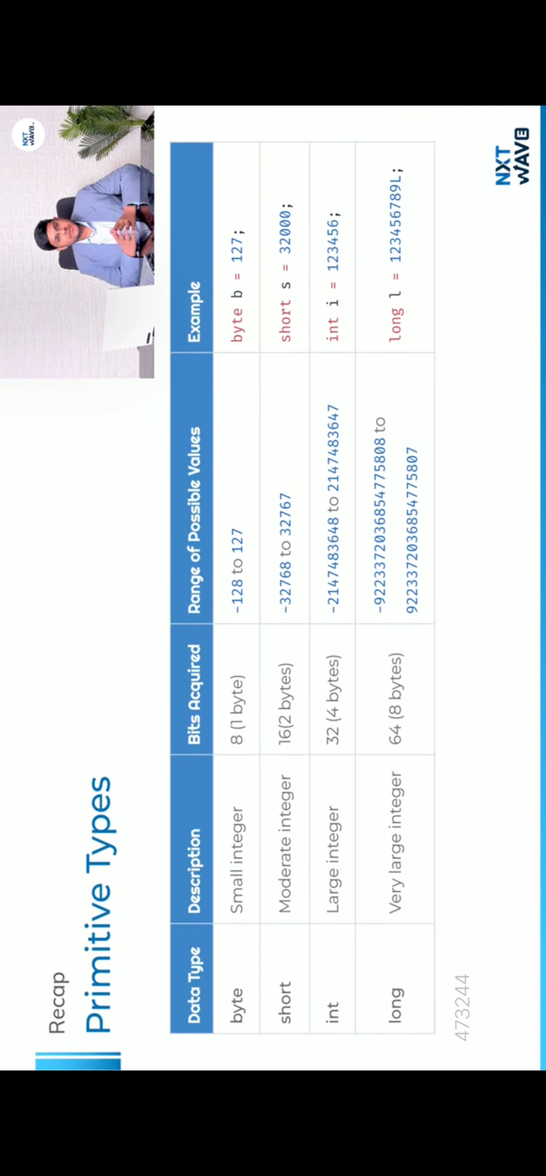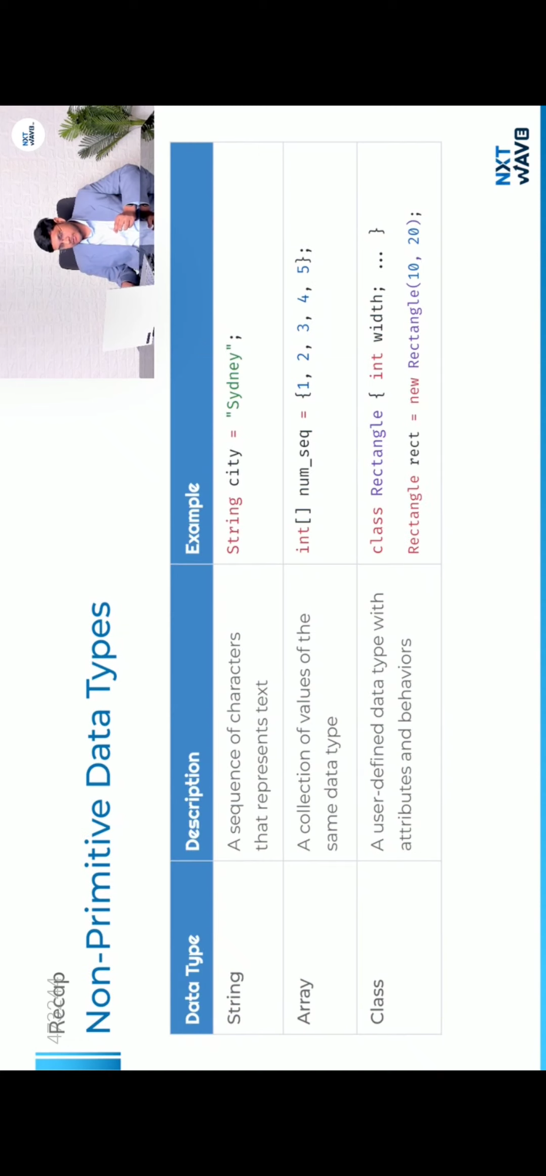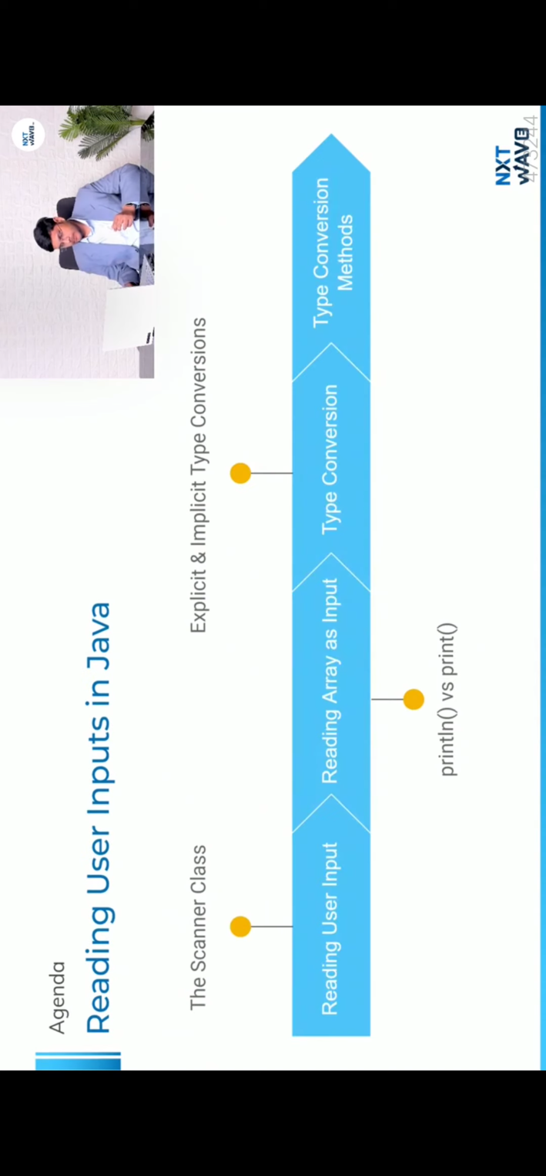Within primitive data types, we have seen data types like byte, short, int, long, and we have also understood the range of possible values supported by each of these data types. And we have also seen data types like float, double to store decimal point values, and data types like boolean as well as char. Apart from these primitive data types, we have also seen non-primitive data types like string, array as well as class. In this session, we will see how to read user input, and we'll also see type conversions.